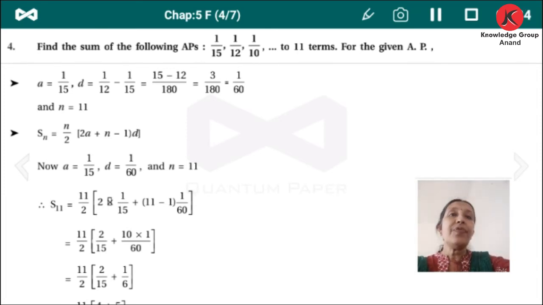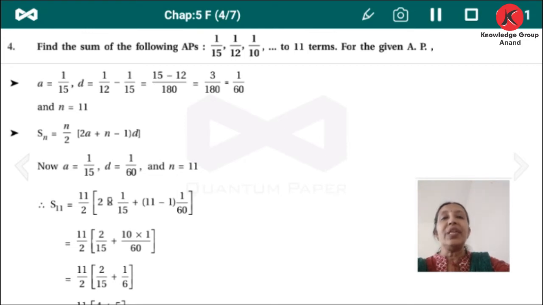a is equal to 1 upon 15. Difference is equal to the second term minus the first term, 1 upon 12 minus 1 upon 15. Taking the LCM 60, we get 5 minus 4 upon 60, which is equal to 1 upon 60. n is equal to 11. Putting the values of a and d, d is equal to 1 upon 60 and n is equal to 11.